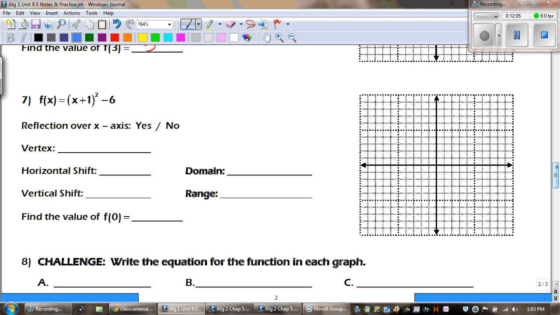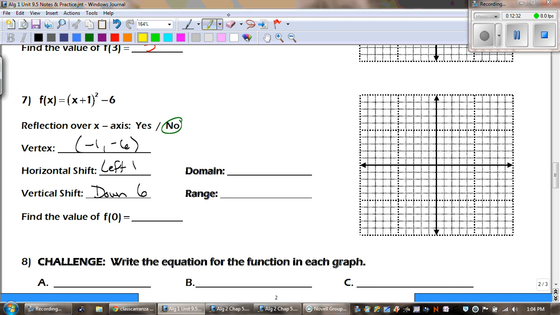Okay, let's look at number 7. Is there a reflection? Yes or no? No. What's our vertex? Vertex is negative 1, negative 6, which tells us we have to go left 1 and down 6. So let's go ahead and graph.